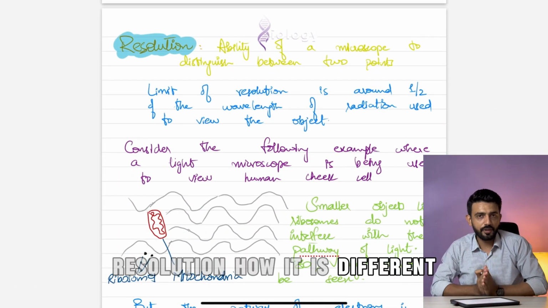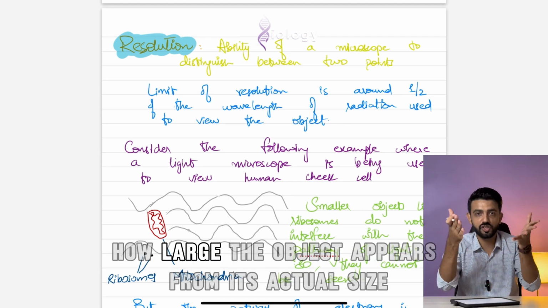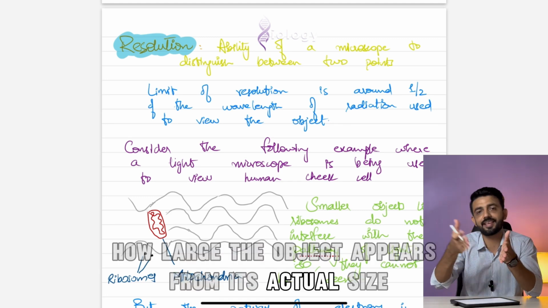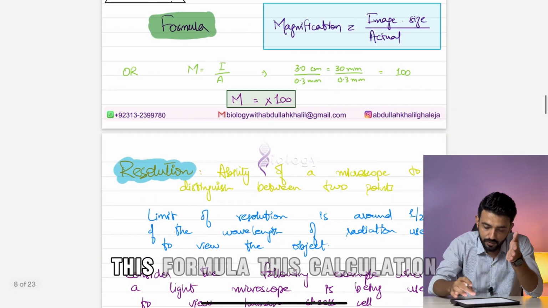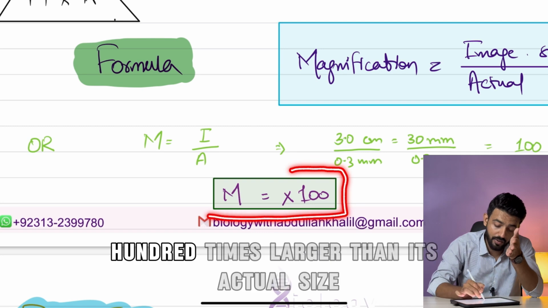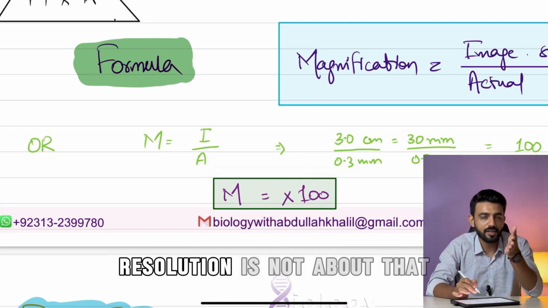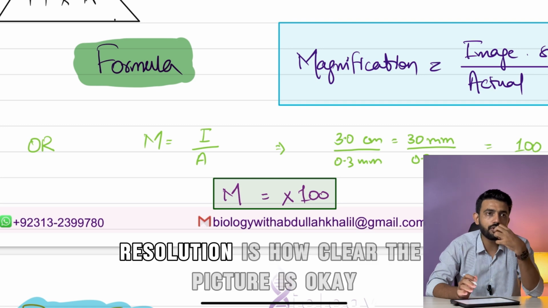Resolution, how it is different. Now magnification is how enhanced, how large the object appears from its actual size. This calculation tells us that the object has appeared 100 times larger than its actual size. Resolution is not about that. Resolution is how clear the picture is.